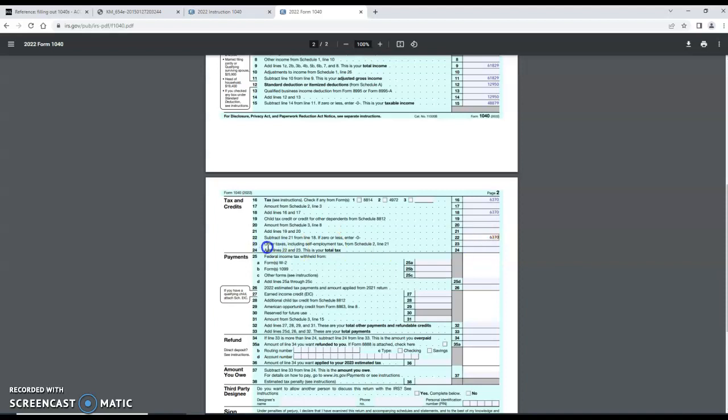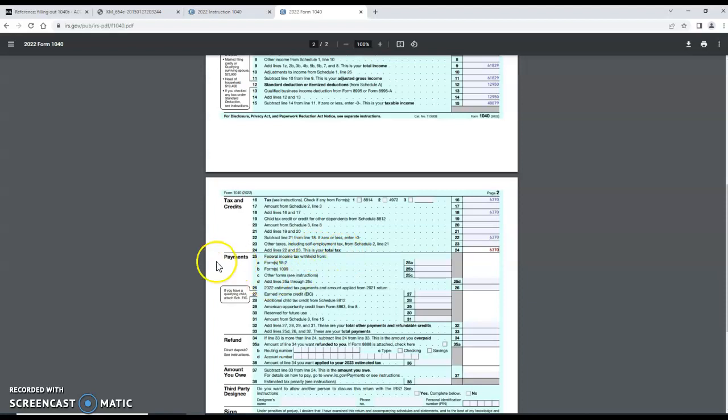All right, line 23, other taxes, including self-employment tax from Schedule 2. Again, we'll talk about that in the future. We don't have any now, so we leave that blank. Line 24, add lines 22 and 23. So 6,370 plus 0 is 6,370. This is your total tax liability.